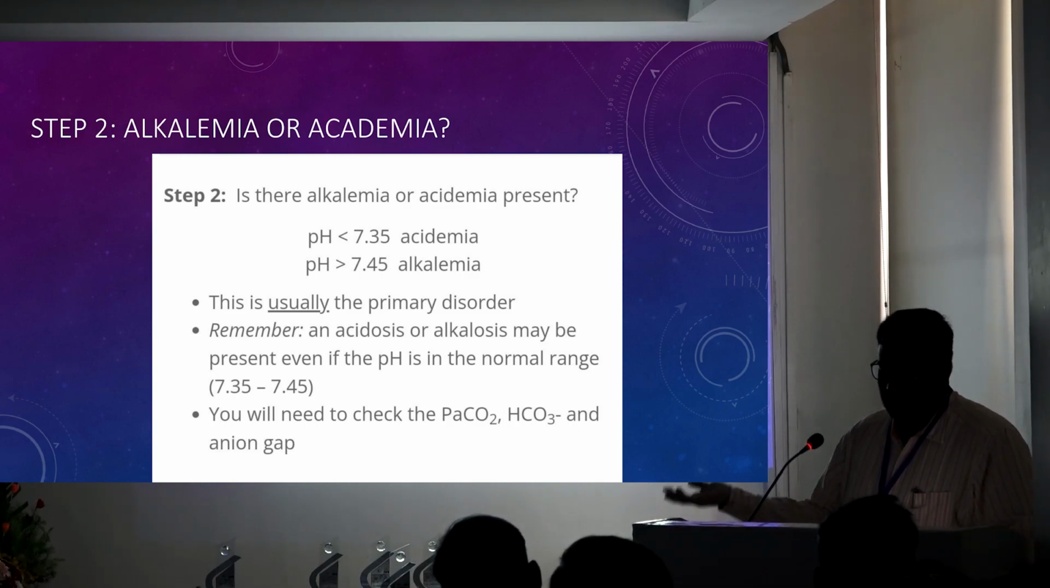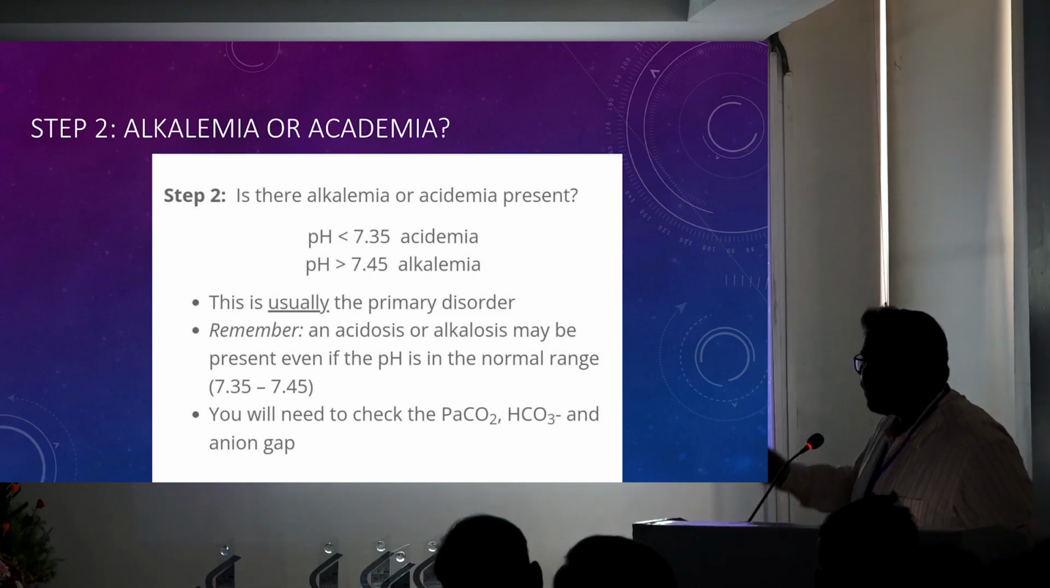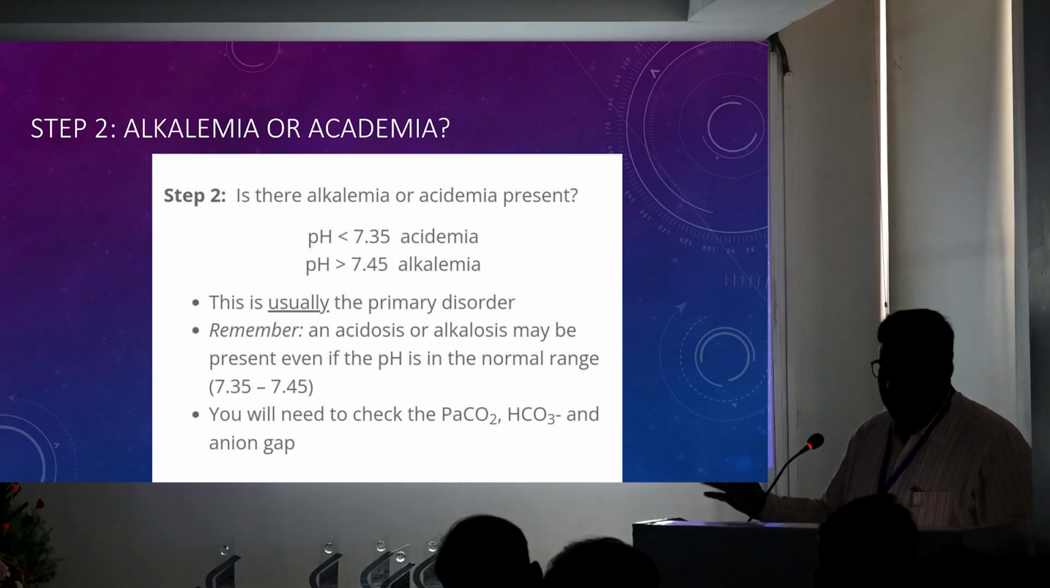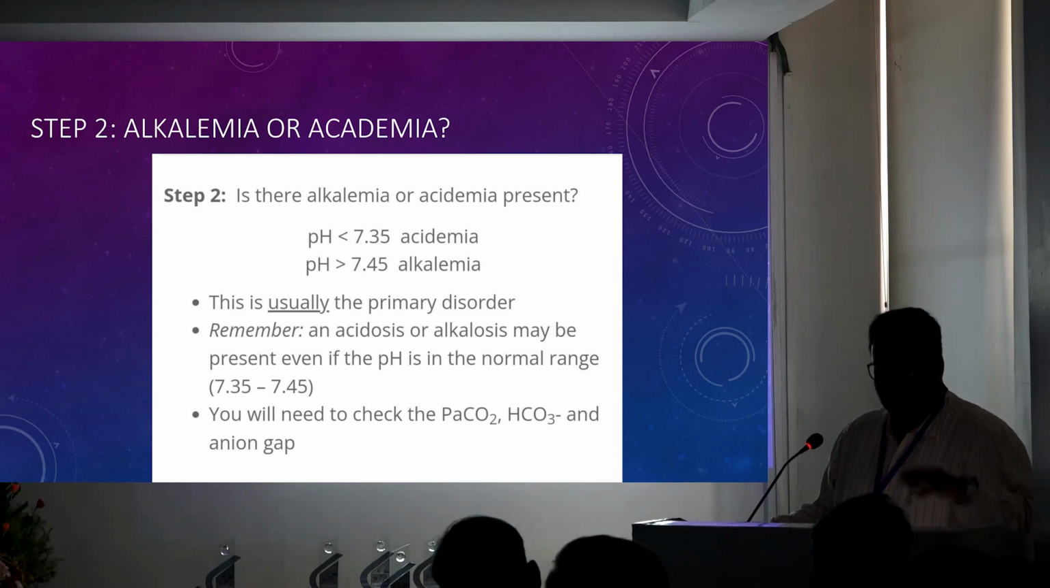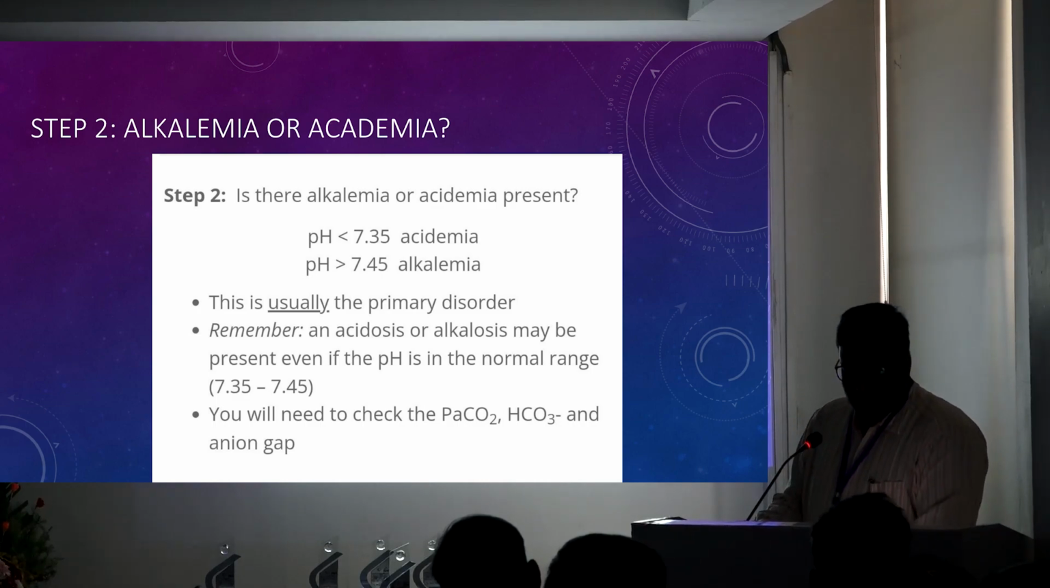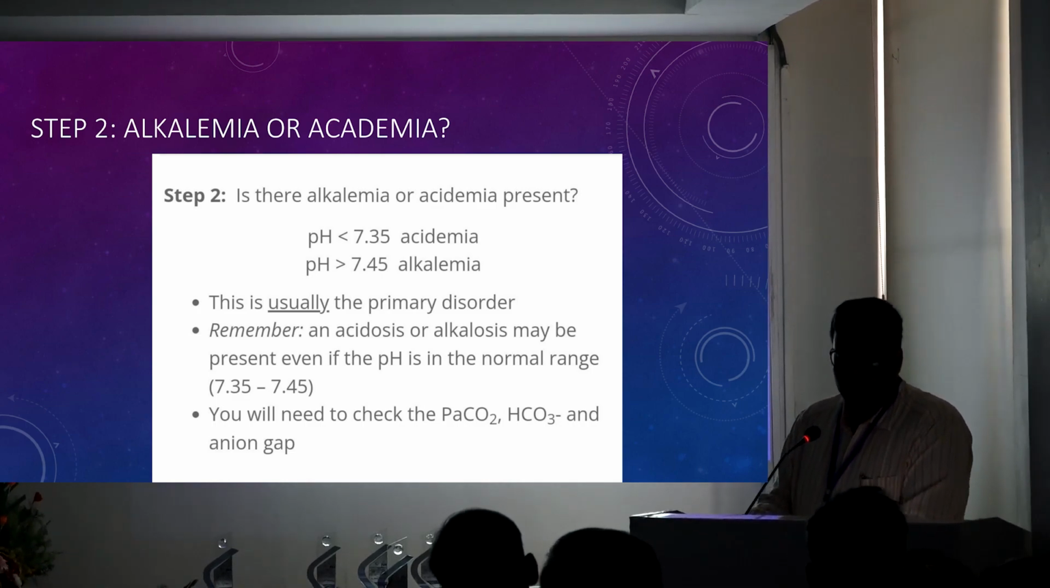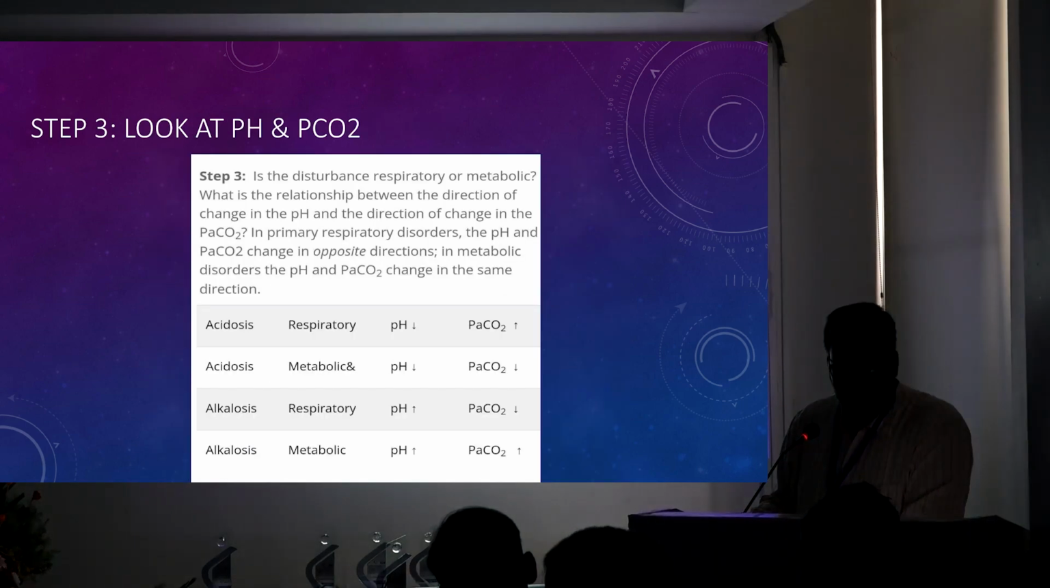So the second step is to determine whether we are dealing with an acidemic patient or an alkalemic patient, because this is usually the primary disorder, since pH is the last thing to change in an ABG. As it is the last thing to change, in the very early stage of acid or alkali disorders, pH might not change even while we have frank acidemia or alkalemia. So pH more than 7.45 is alkalemia and less than 7.35 is acidemia.